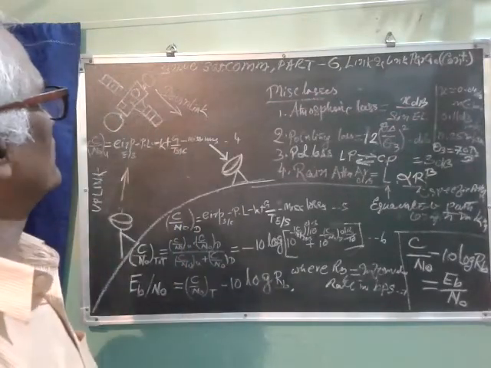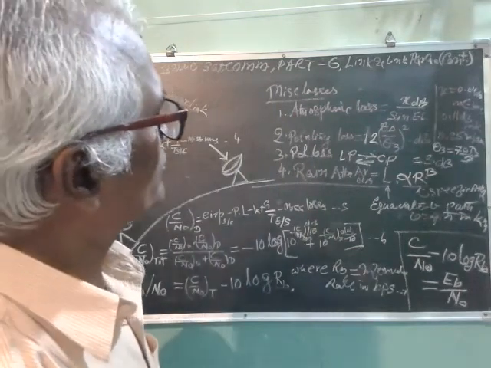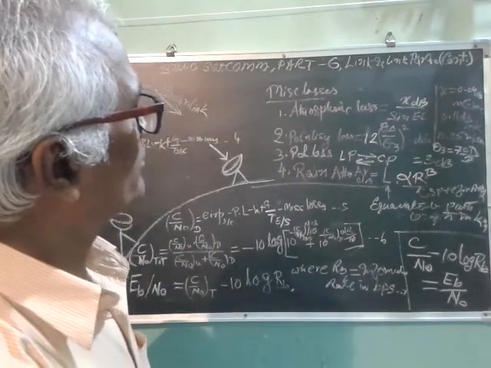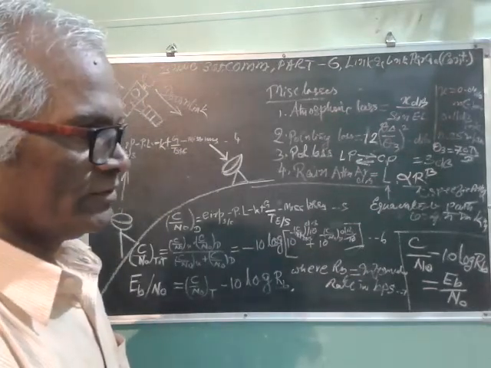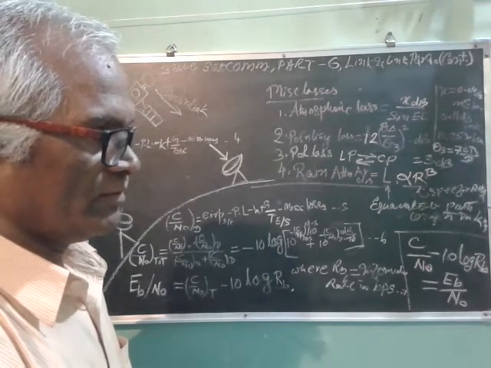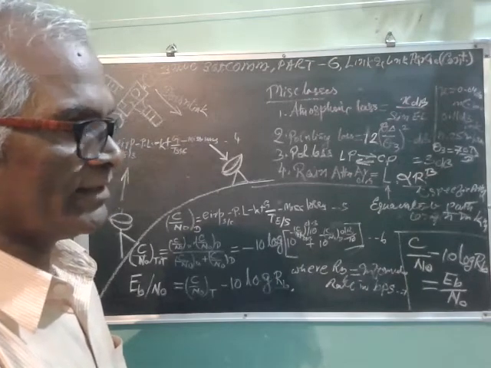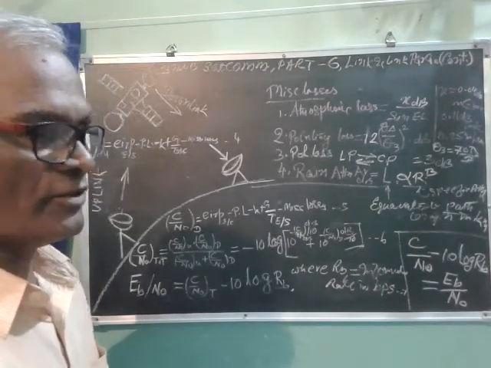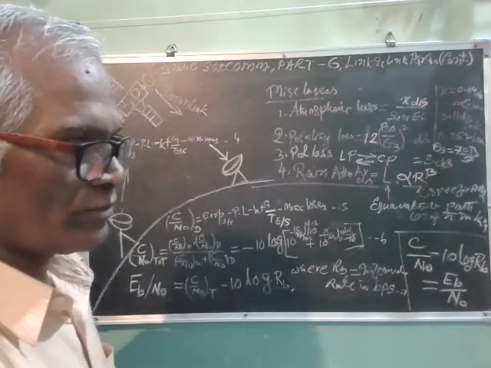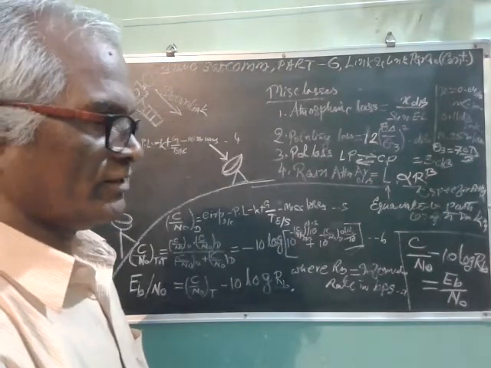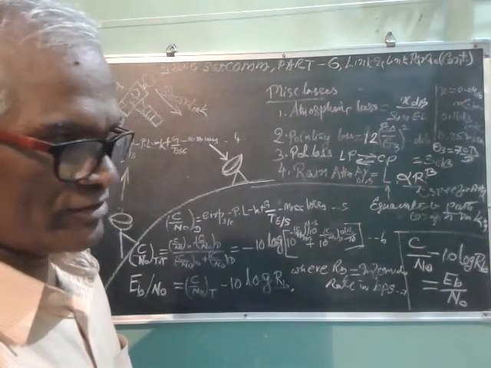Today we will discuss basic satellite communication part 6, where we continue with link and link analysis. Last session we talked about link analysis and some major parameters. There, the carrier to noise ratio at the receiving station has to be measured or assessed.